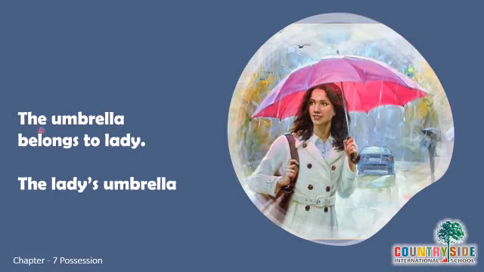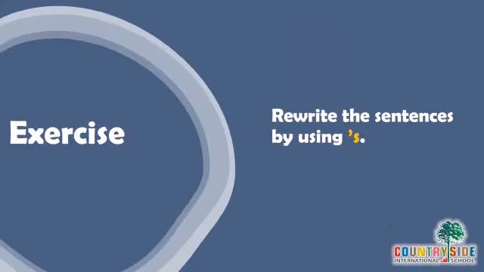Let's see one more example. The umbrella belongs to the lady. So this umbrella is of this lady. How will we show possession with apostrophe S? We'll say the lady's umbrella. Let's see one exercise. Rewrite the sentences by using apostrophe S. Now some sentences will be given to you and you have to rewrite them by using apostrophe S. Let's see.